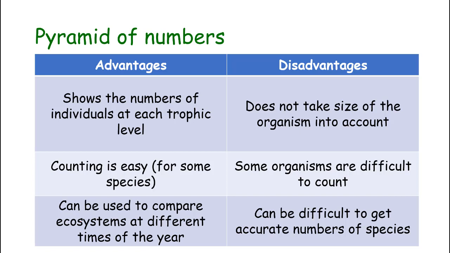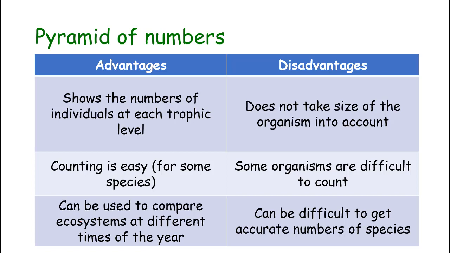So for example, you go out and you see that there is thousands and thousands of leaves in the springtime. You go out again in the winter and do it, and you see that there's barely any leaves. So then as a result, there's barely any caterpillars or blue tits. And that gives you a good idea of what's actually happening in the ecosystem at that time of year.